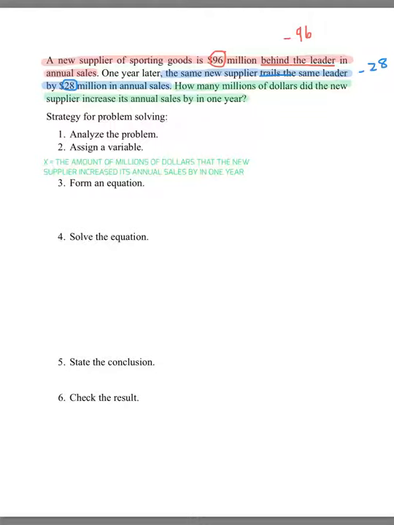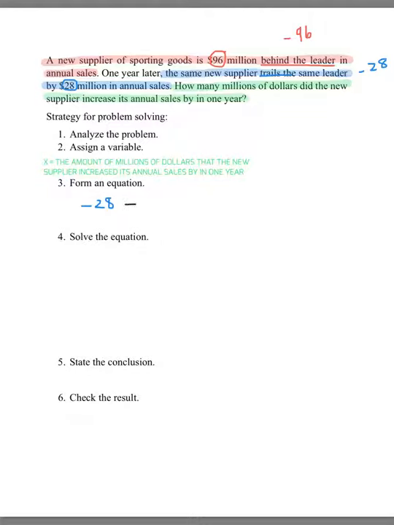But before solving the equation, we need to create or form an equation. So we'll go ahead and do so as the following. So we'll talk about the most recent events first. The most recent events is that they're behind by $28 million. So again, behind is an indicator of the negative sign, and we're just going to work with the 28. We don't really need the 28 million.